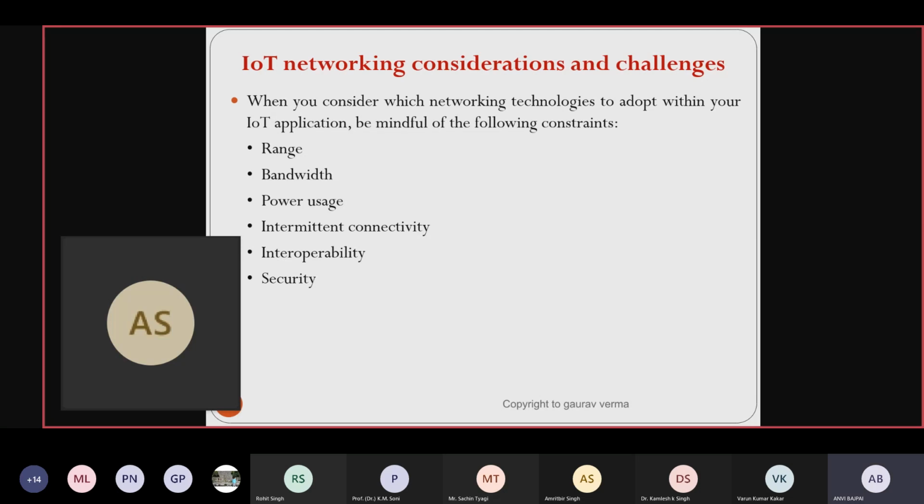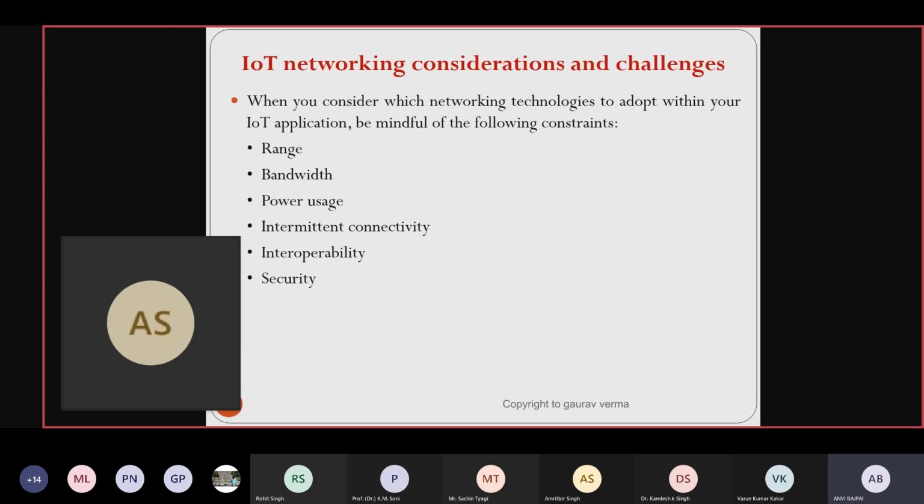Then intermittent connectivity. If you want to utilize your data for continuous streaming, then there should be perfect connectivity. But if you want to utilize your data for periodic monitoring, suppose you want to monitor your data every 1 hour or every 2 hours, then accordingly you have to maintain the connectivity for that. Interoperability we have already discussed.